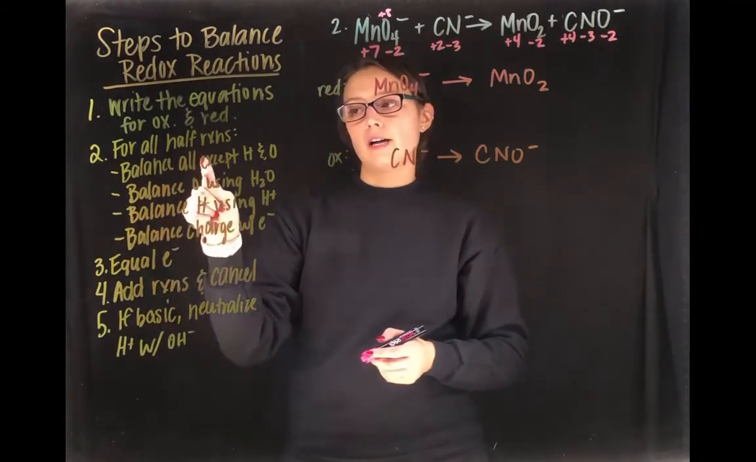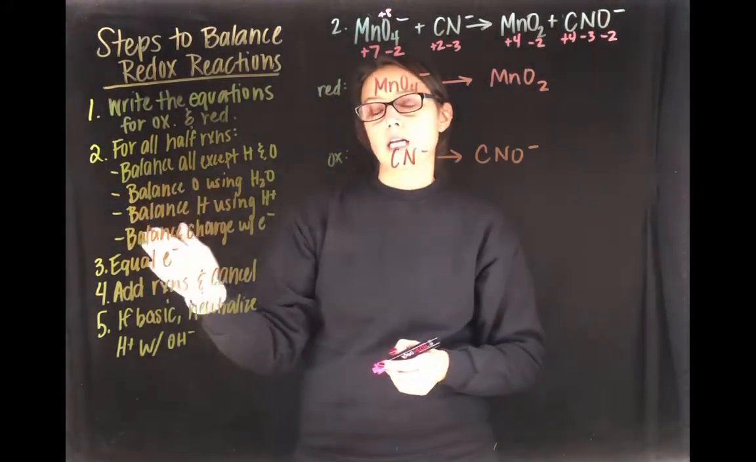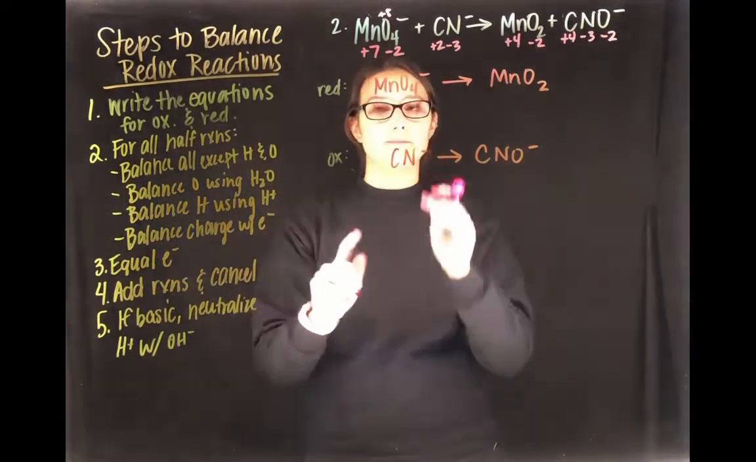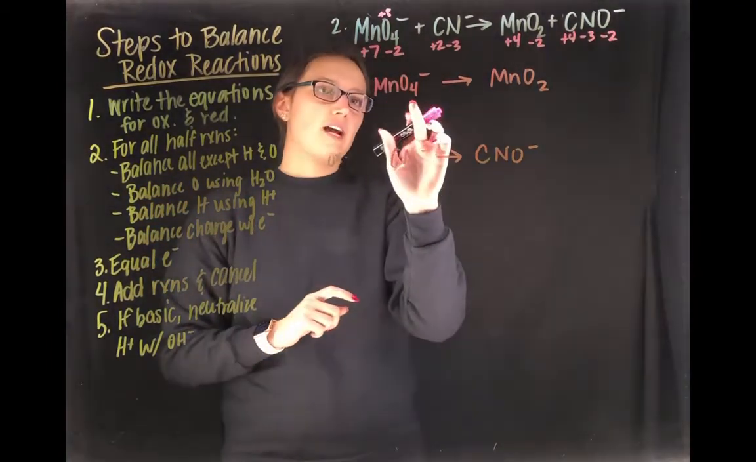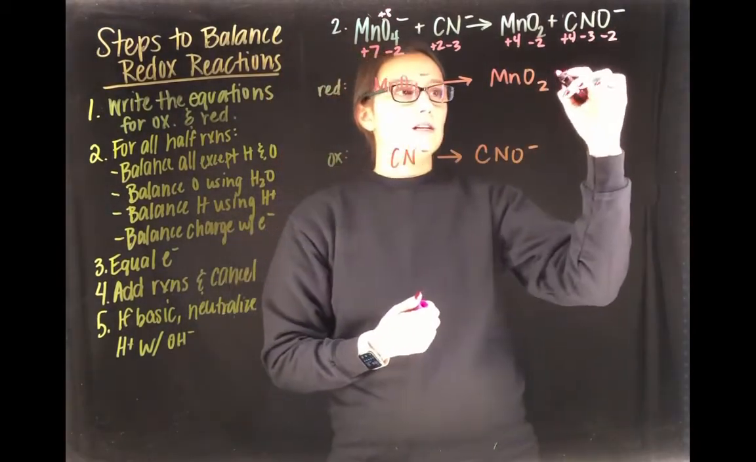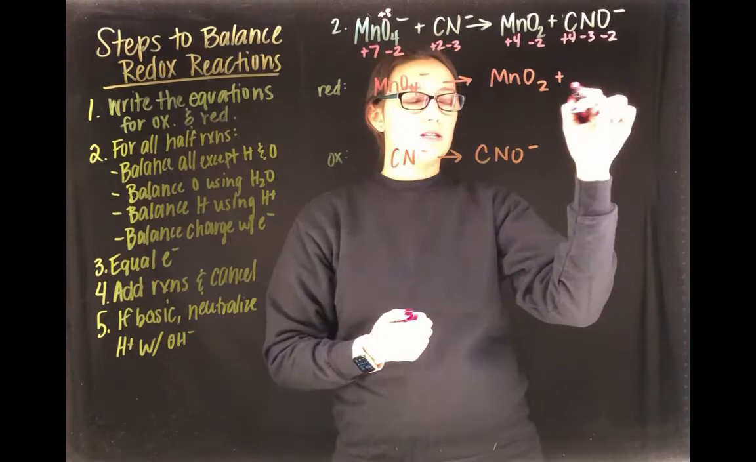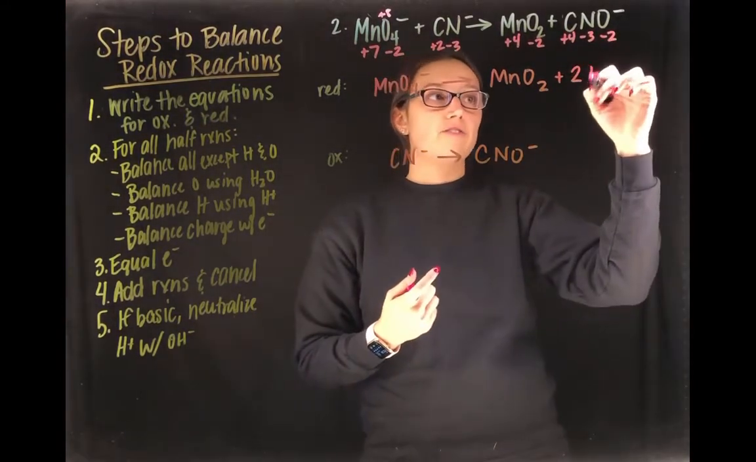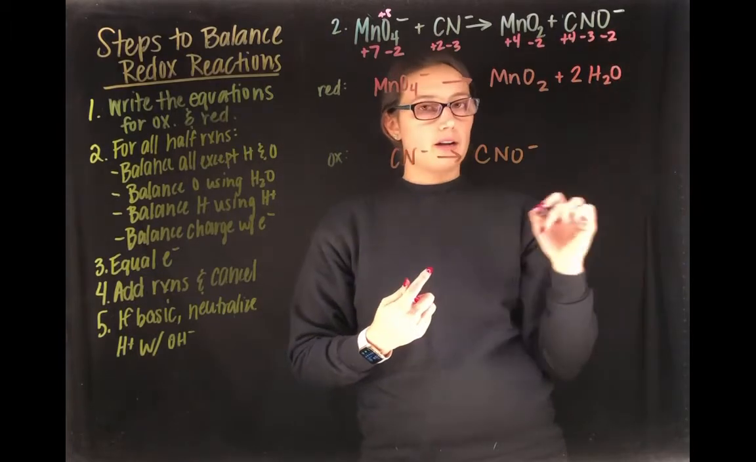Then we have to balance the oxygen. Make sure that you're doing it in this order. So I'm going to balance the oxygen using water. In the reduction half reaction, I have 4 oxygens and 2 oxygens. So that means I need 2 more oxygens on this side. But I'm not just going to add O, I have to do it using water.